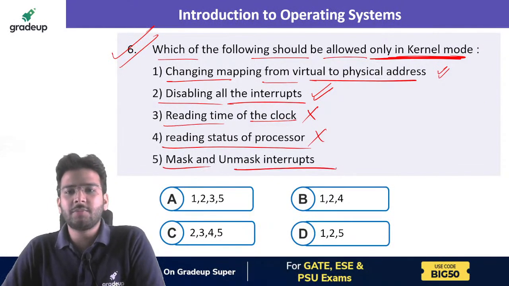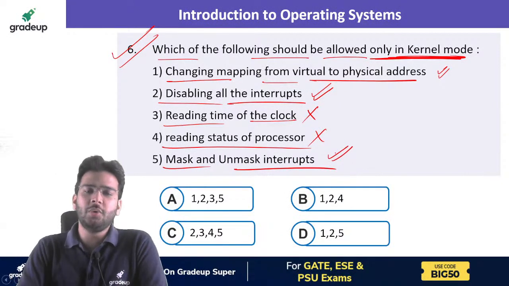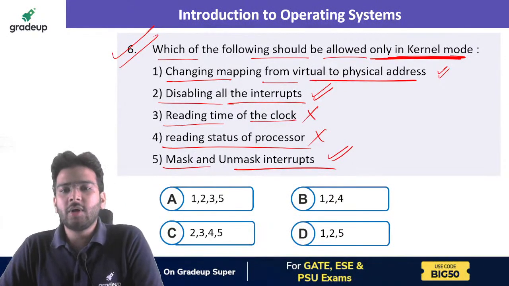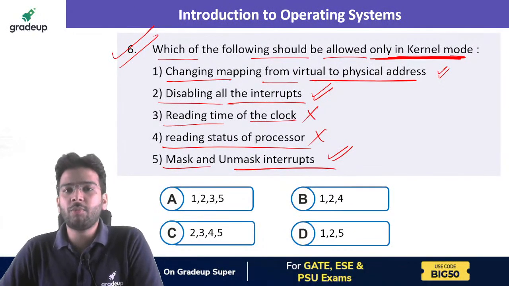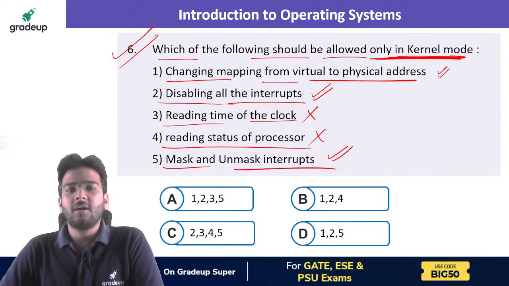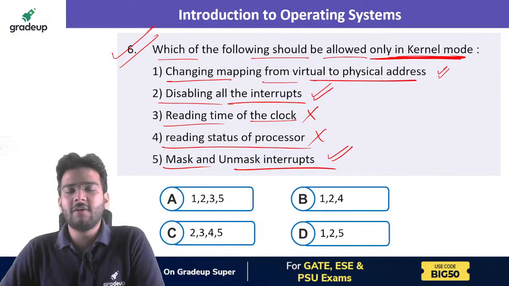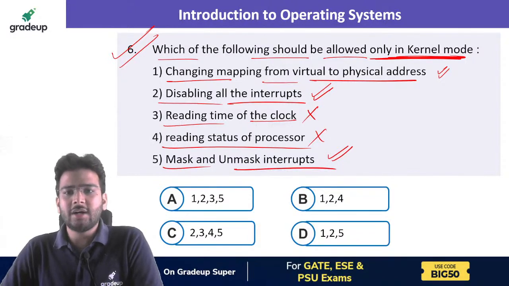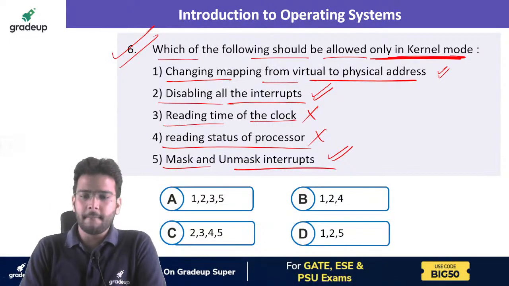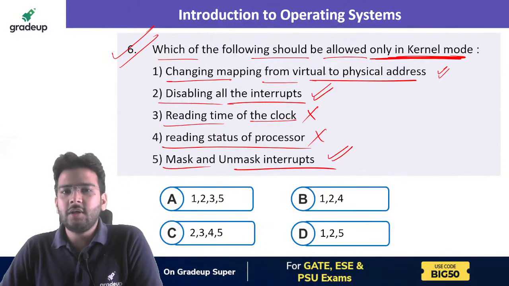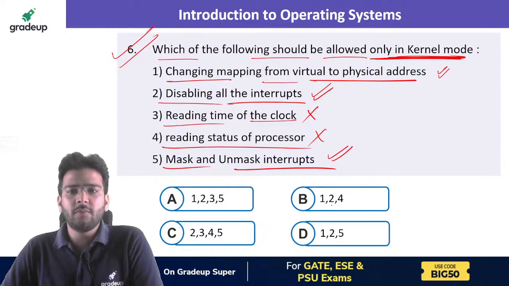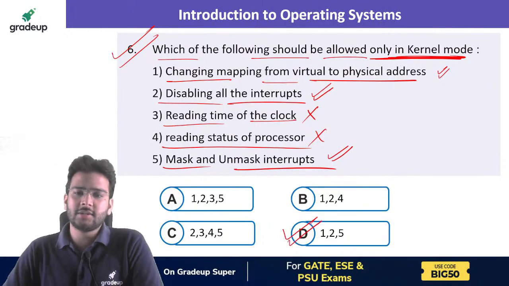Mask and unmask interrupts. Yes, this needs to be executed only in the kernel mode. Why? Because you use mask and unmask interrupts when you have multiple input output devices raising interrupts, and you want to first service those interrupts which have the higher priority. So you unmask them, and the rest of the interrupts you can mask them. Clear? So that is allowed only in the kernel mode. So if you can see, first, second and fifth are true. So option D is the correct answer here.